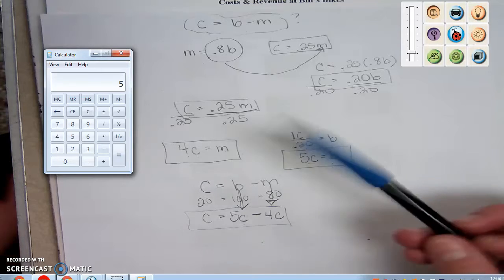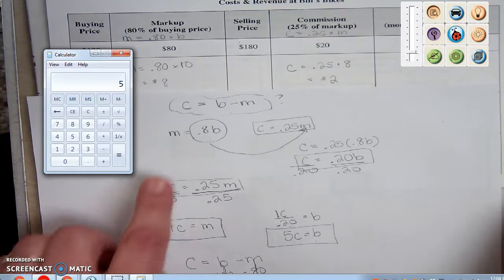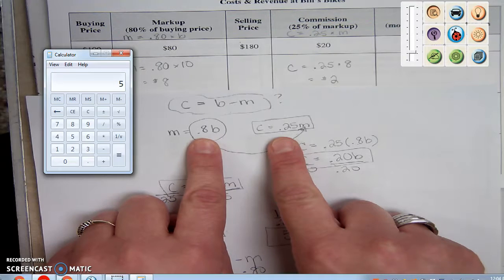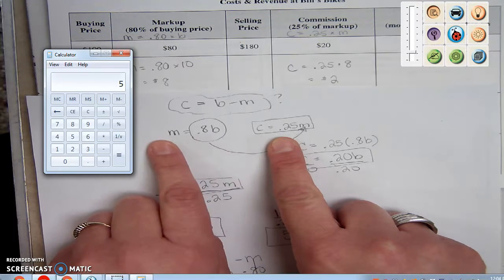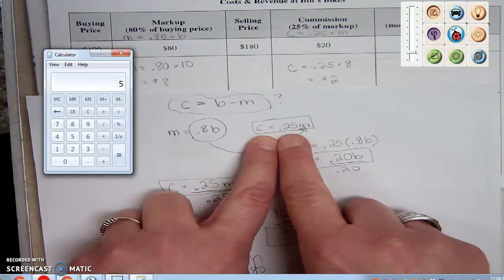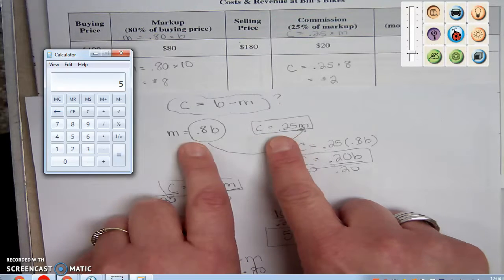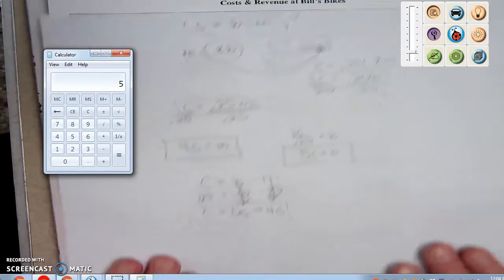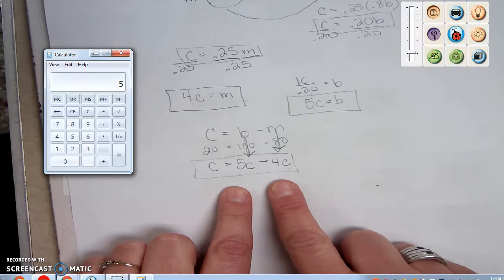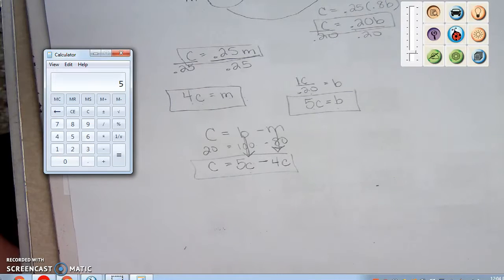But that's only because of this first relationship, these two facts here, that 80% of the buying price is the markup and 25% of the markup is the commission. Those working together end up producing this final relationship that someone noticed in the table.